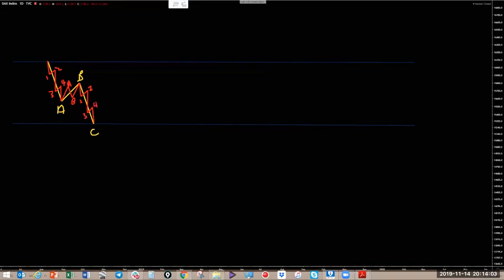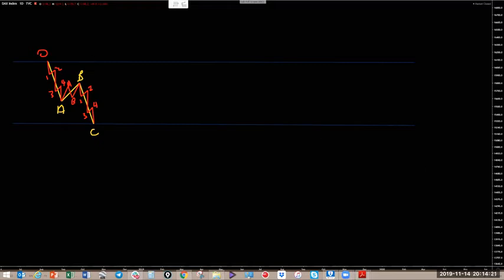Now let's continue. Wave B never moves beyond the start of wave A. That is the rule. This is the start of wave A. So this wave B should never, in a zigzag, move to the start of wave A. So if it gets there, then that is not a valid B.